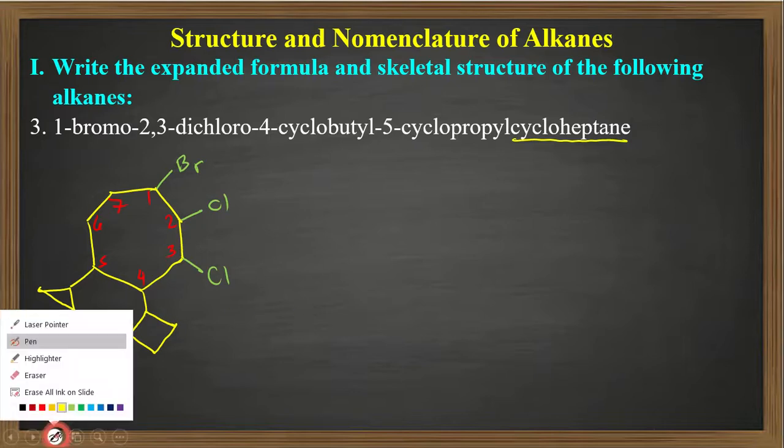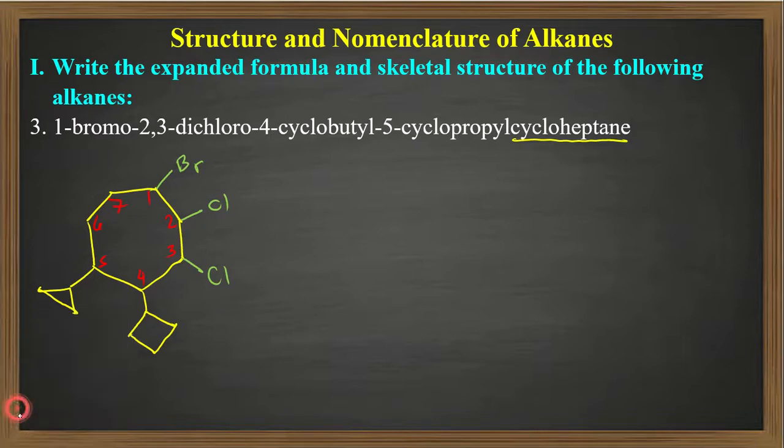Okay, let's try to draw its expanded formula. So again, we will try to draw first yung parent name niya, which is cycloheptane. So we have here 1, 2, 3, 4, 5, 6, then we have 7. Let's connect them first. Ayan, ayan, ayan.